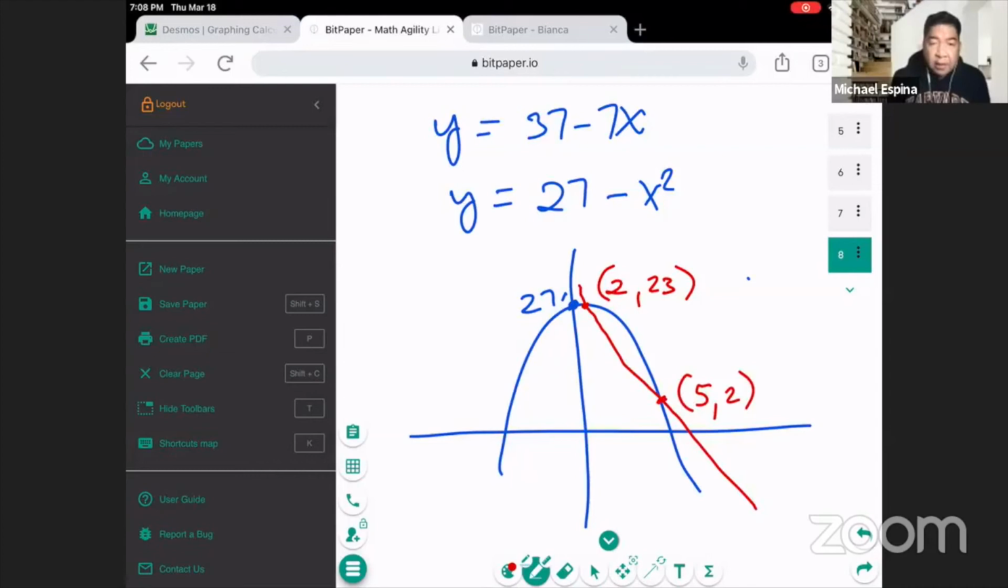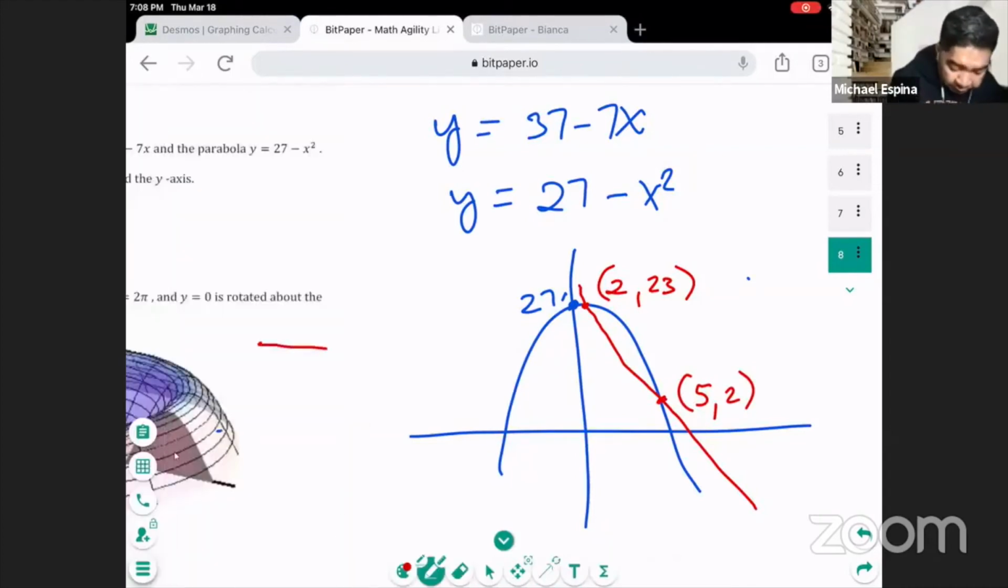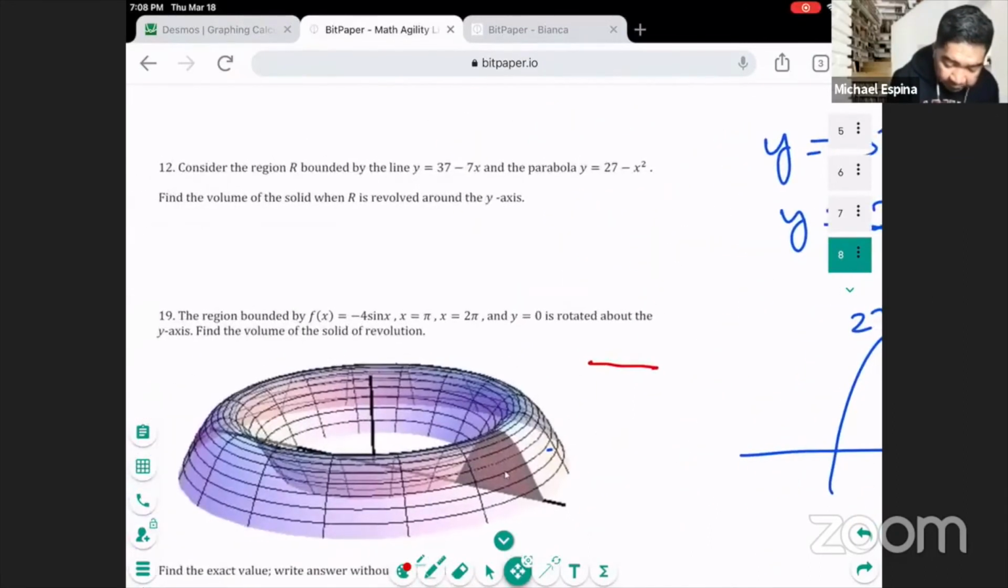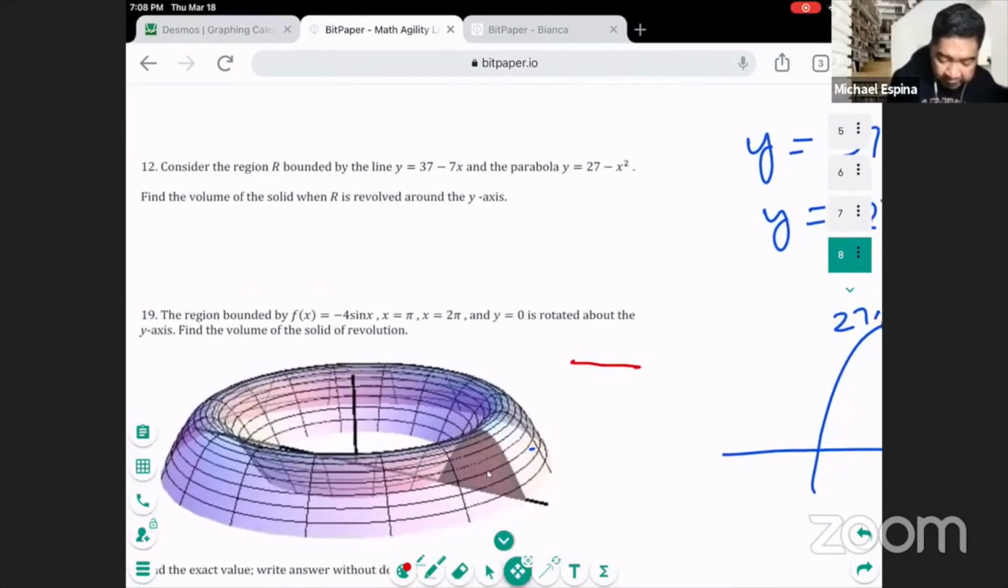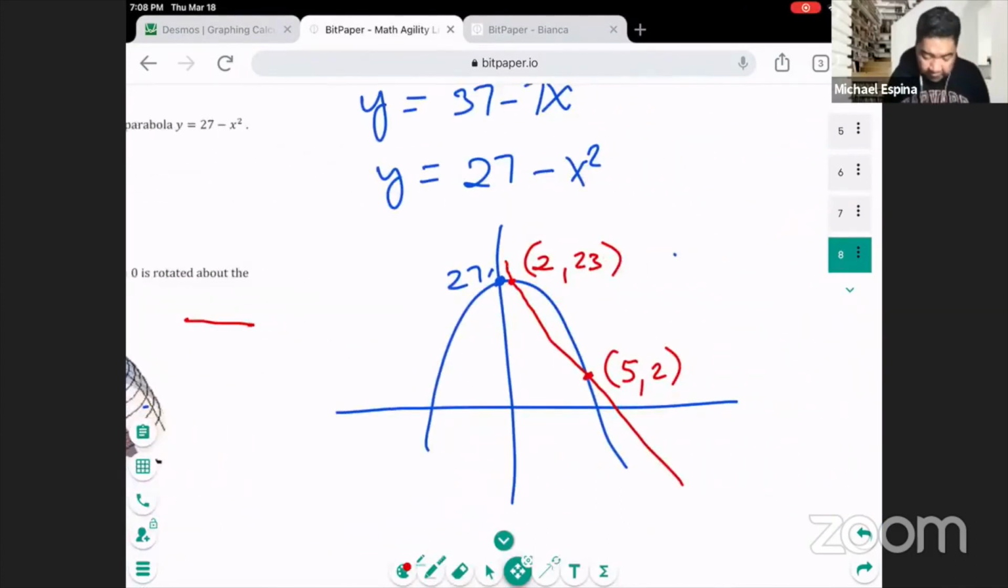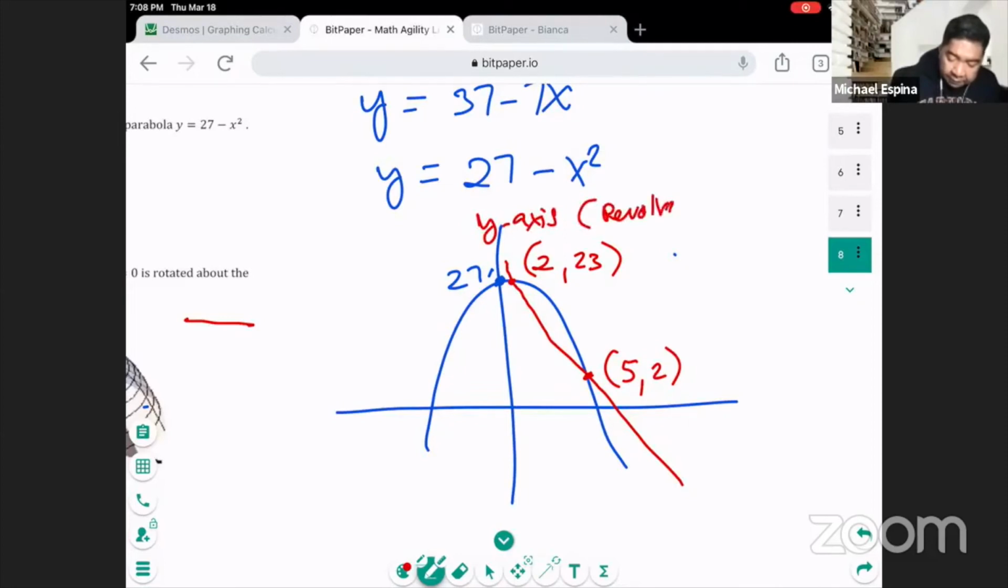So what is the question again? Find the volume of the solid when R is revolved around the y-axis. So we need to revolve this region between the two curves around the y-axis. We need to rotate it here.